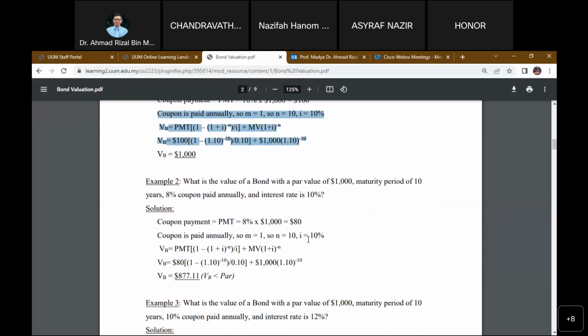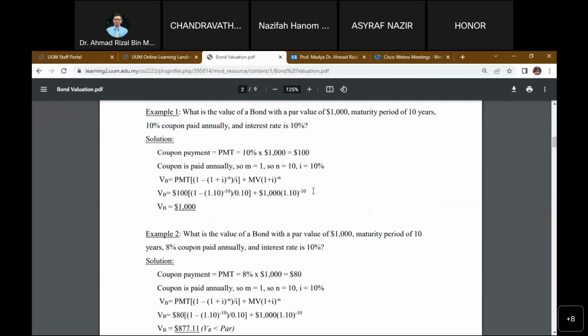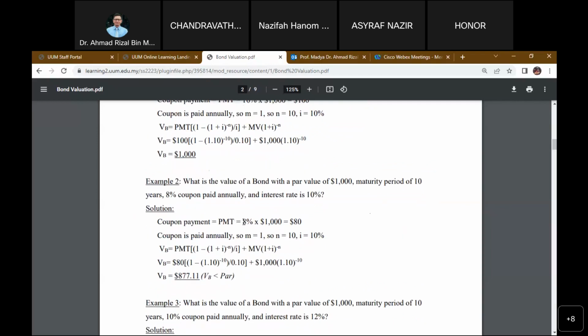Now let's look at example 2. We change a little bit, whereby we change the coupon rate to 8%. The rest remain the same. Par value remains 1,000, maturity period 10 years, interest rate is 10%. In this case, you calculate the coupon payment first, which is 8% times 1,000, which is 80.